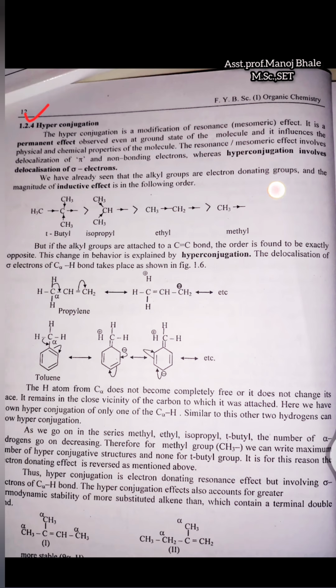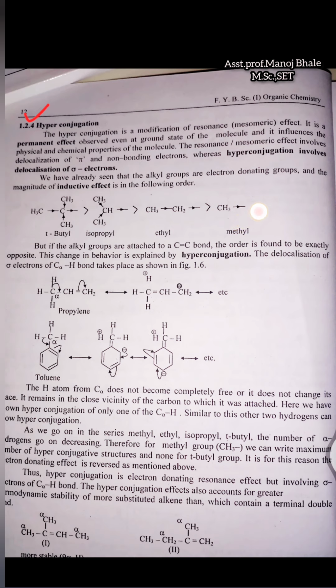Already we have seen there are alkyl groups which are electron donating groups, and these electron donating groups determine the magnitude of the inductive effect. So this is the inductive effect which is given there. There are 3 CH3 groups, tertiary butyl group, isopropyl group. There are 2 methyl groups. Next one, that is the ethyl group. Last one, that is the methyl group. That means the number of donating groups increases, and the inductive effect also increases.